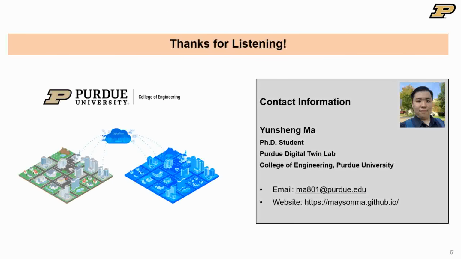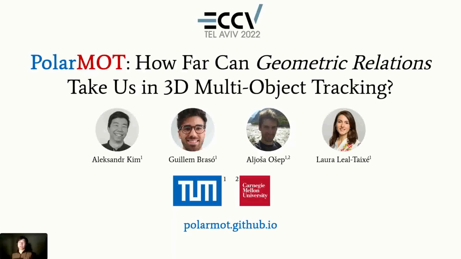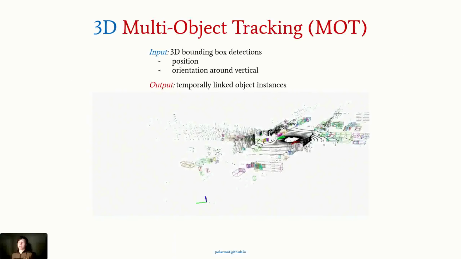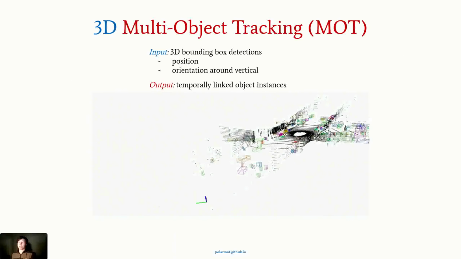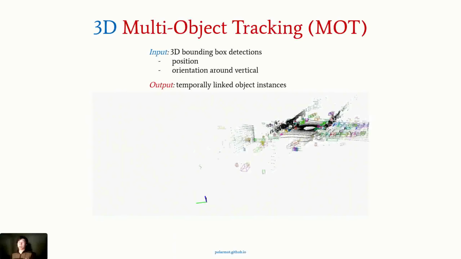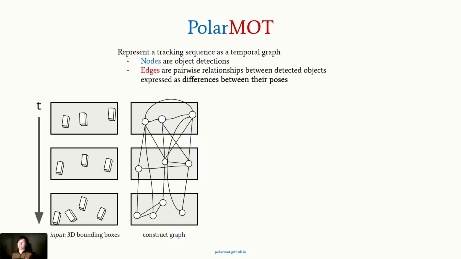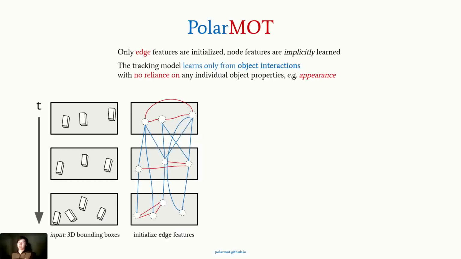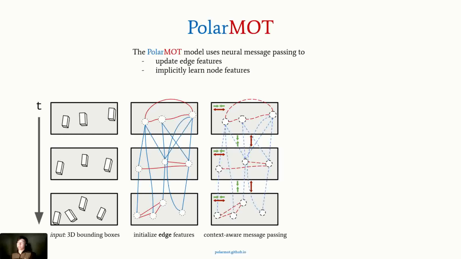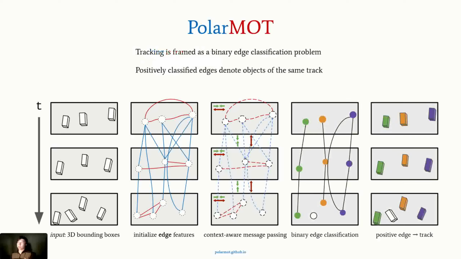Thanks for listening. My name is Alexander Kim, and I'm introducing PolarMod. PolarMod views a 3D motif tracking task, where as input you get 3D motif detections, and as output produce temporally linked object instances as a tracking sequence on a temporal graph, where objects are nodes and edges are pairwise relationships. Unlike other methods, we focus on these pairwise relationships and allow the model to implicitly learn object information and track it over time through a contextually aware message passing algorithm.